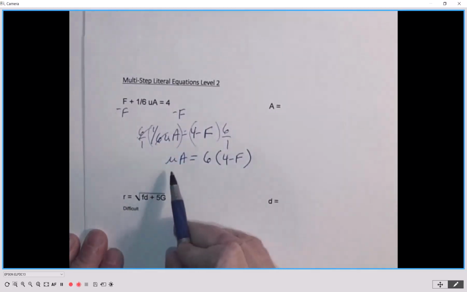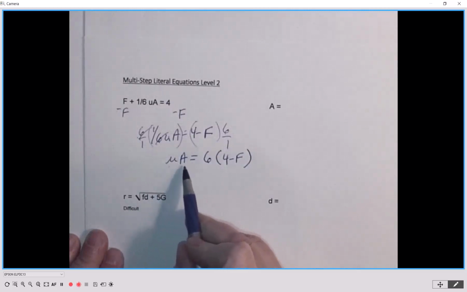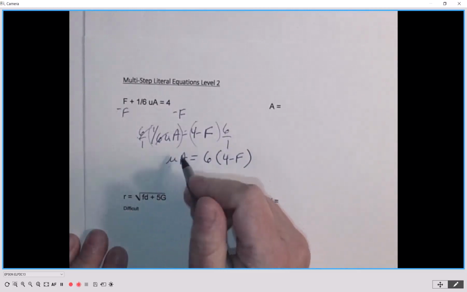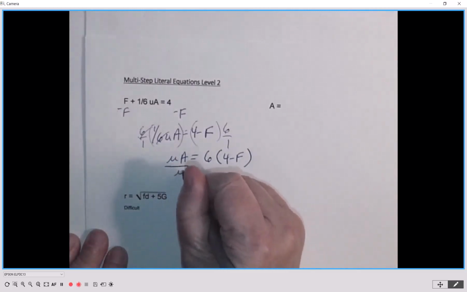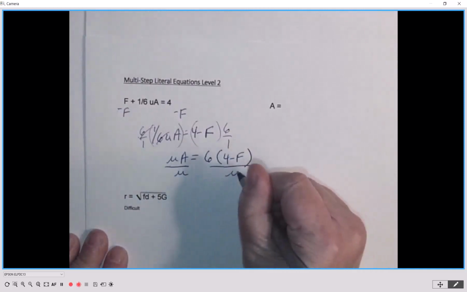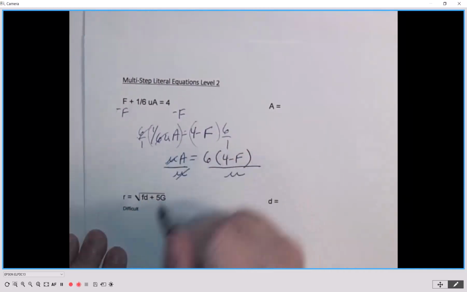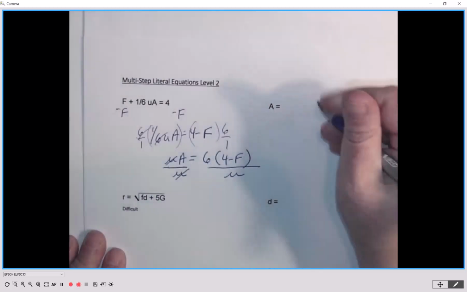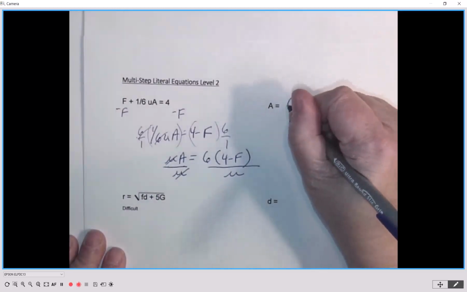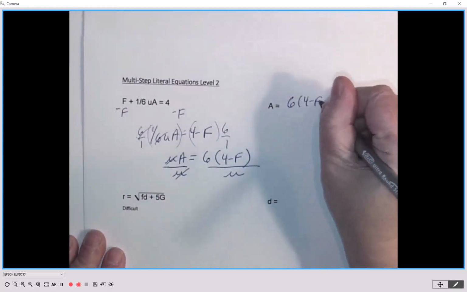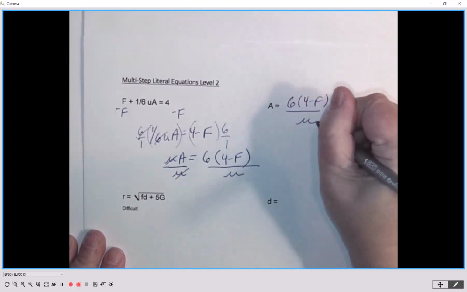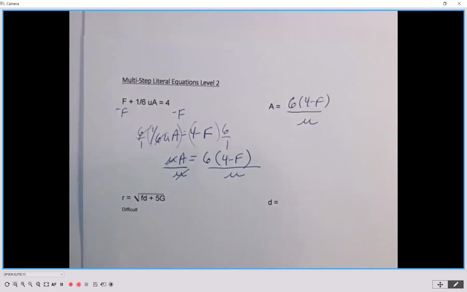Once I do that, I can see that I have this extra u attached to the a. Remember, that's multiplying. So I need to divide by u on both sides to be able to eliminate that u so that a is by itself. So a is equal to 6 times 4 minus f divided by that small u.